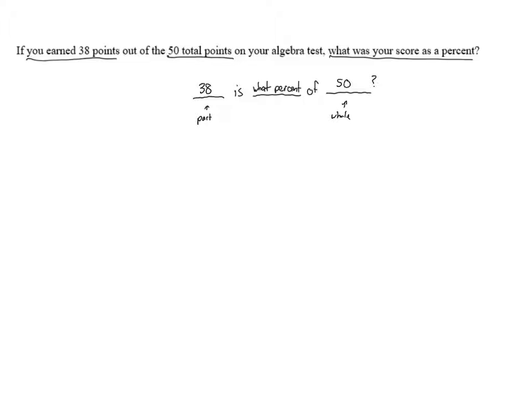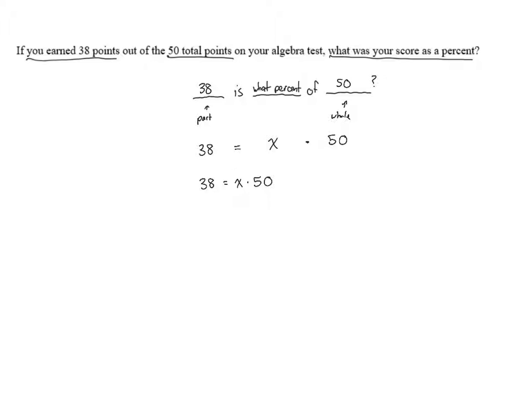Now, we can convert this to an equation. 38, of course, is 38. Is means equals. What percent, because that's the unknown, we use a variable to represent that. So that's going to be x. Of is multiplication, and 50 is 50. So we've got 38 equals x times 50. And I'm going to rewrite that below, just so that everything isn't spaced apart so much.